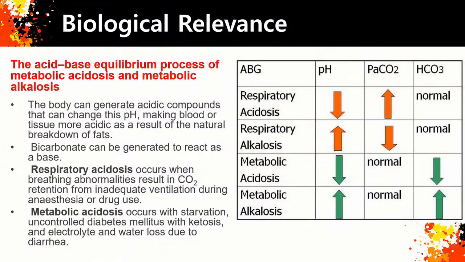All right, so at this point you might be wondering, what is the biological relevance, apart from the drugs, within our system, what is the biological relevance of acids and bases? Well, if we look at two conditions, acidosis and alkalosis, the acid-base equilibrium process of metabolic acidosis and metabolic alkalosis. So the body can generate acidic compounds that can change this pH, making blood or tissue more acidic as a result of the natural breakdown of fats, right? So bicarbonate can be generated to react as a base, right?